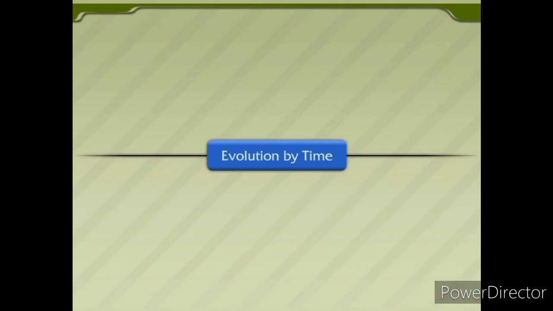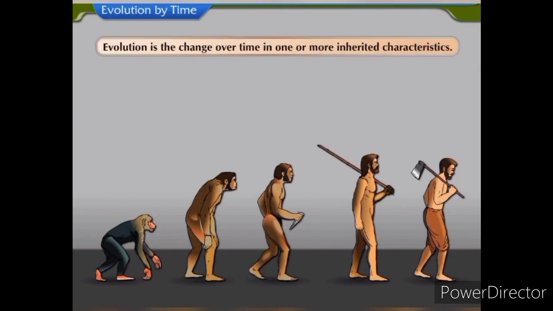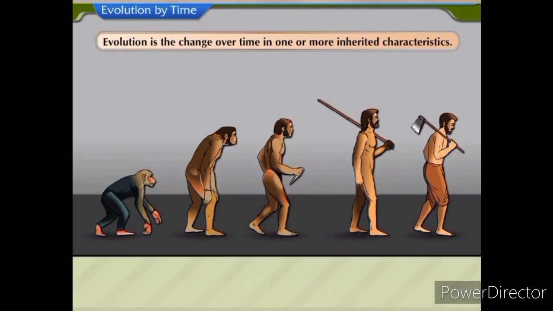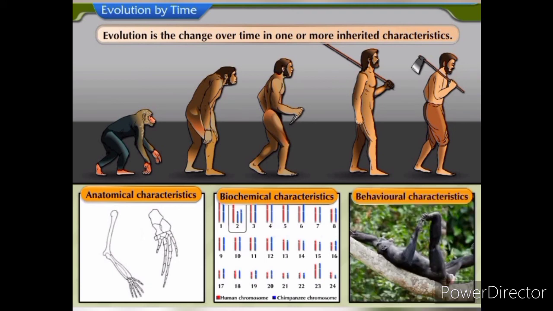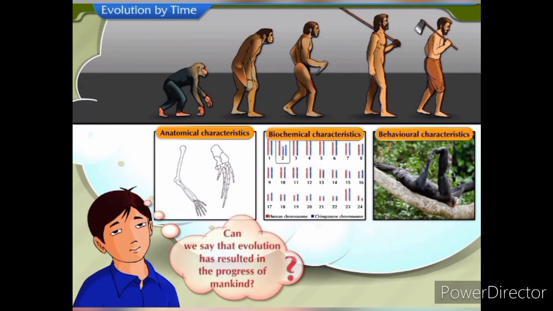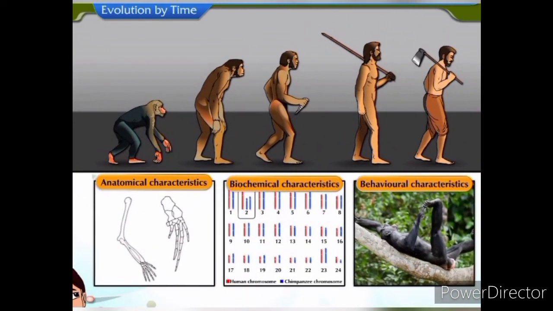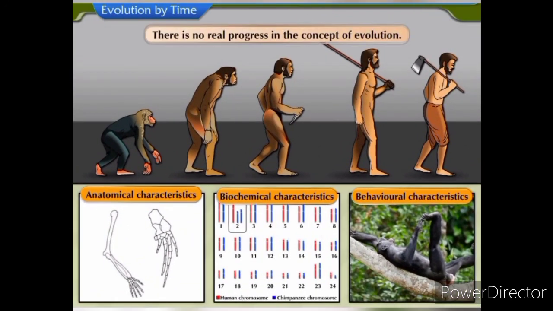Evolution by time. Evolution is the change over time in one or more inherited characteristics. These include anatomical, biochemical, or behavioral characteristics found in populations of organisms. It has resulted in the generation of new varieties of species. So, can we say that evolution has resulted in the progress of mankind? No. In fact, there is no real progress in the concept of evolution.